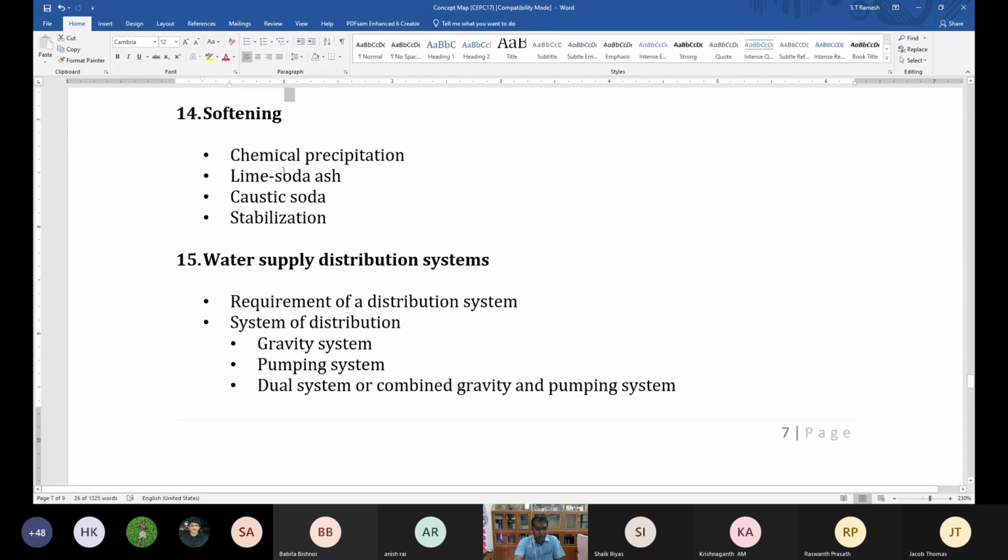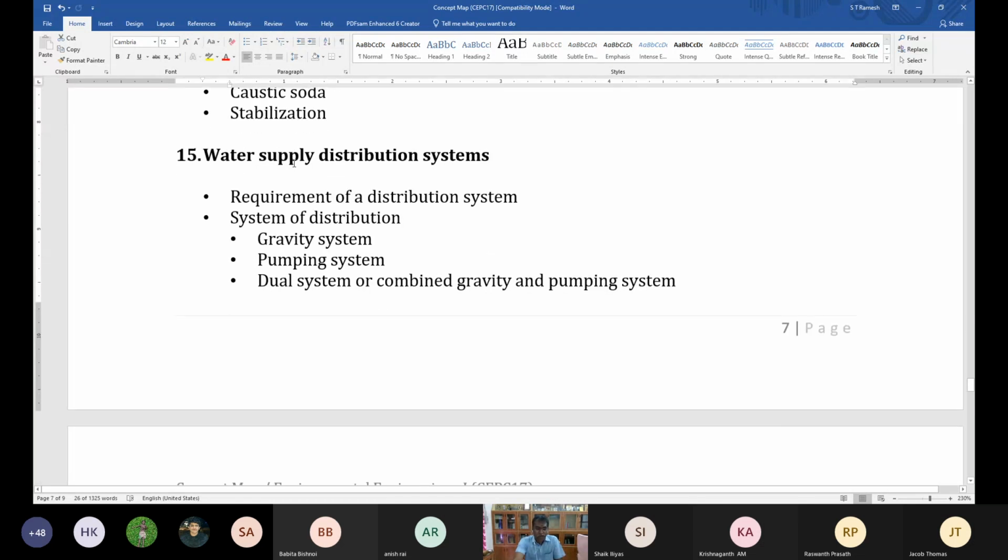And how to soften the water. Probably in groundwater, the major problem is hardness. So how to soften the water, we may discuss something on the lime-soda process, caustic soda, and how to stabilize the water. That also we'll be discussing in lecture 14.